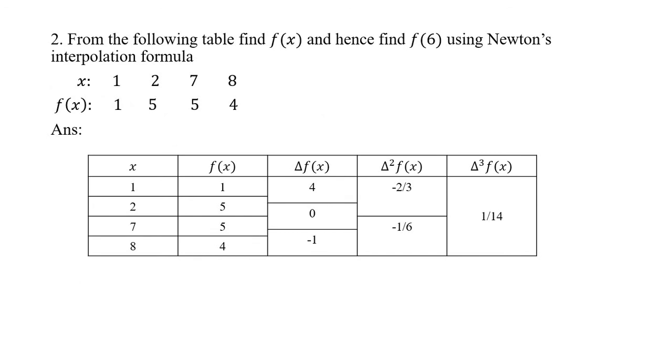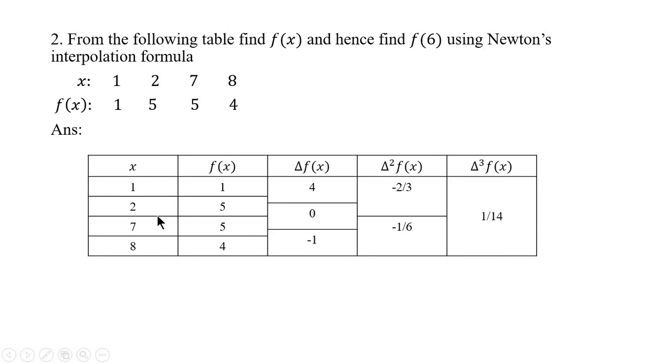From the following table, find f of x and hence find f of 6 using Newton's interpolation formula. Here there is no clarity whether we have to use forward interpolation or backward or divided difference interpolation. Let us look at the values of x here. The differences of x, here it is 1, here it is 5, here it is 1. Therefore, the differences are not equal. Therefore, we have to use Newton's divided interpolation formula.